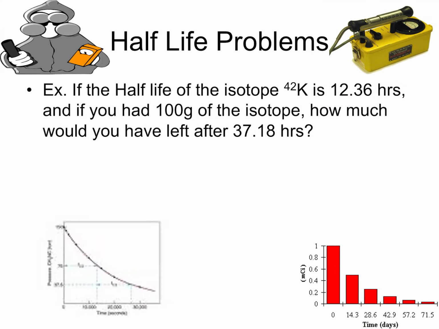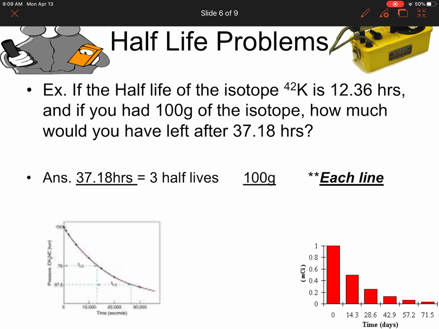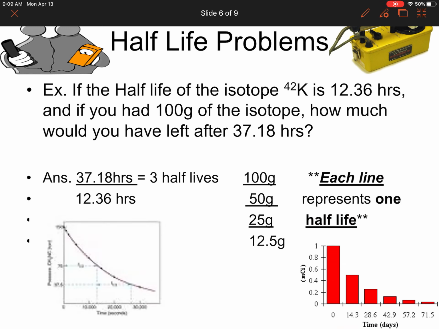Okay, here we go. Let's go over the first half-life problem here, guys. All right. If the half-life of isotope K-42 is 12.36 hours, that means every 12.36 hours, half the mass is gone, right? If you have 100 grams, how much would be left after 37.8 hours? So now, we agree we have 2 units of time here, correct? The larger number goes on top, because that's the total time, over the half-life, which goes in the denominator. You simply divide the 2 numbers, and that's going to give you the number of half-lives.